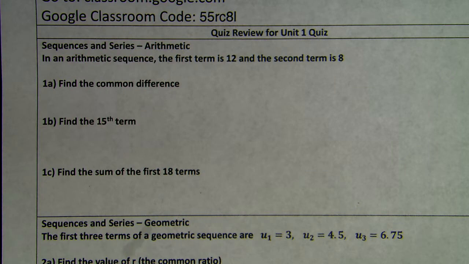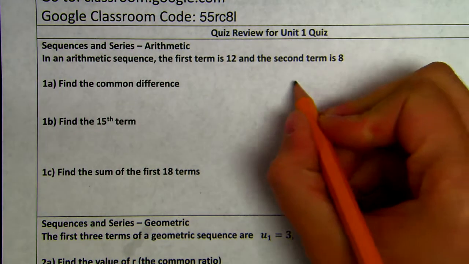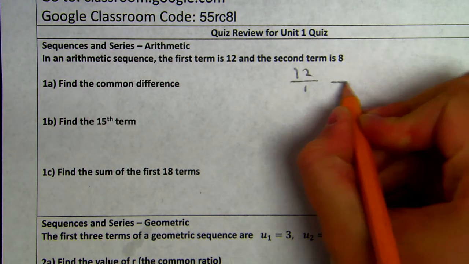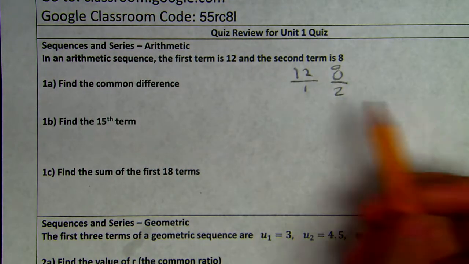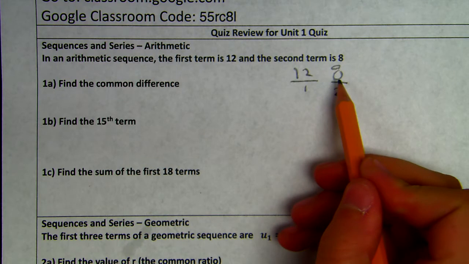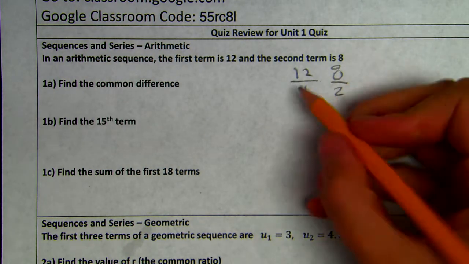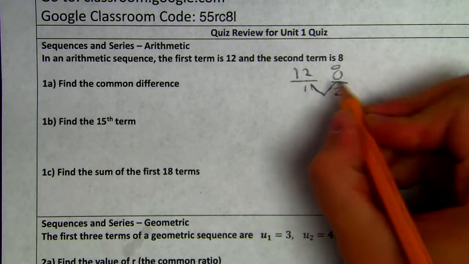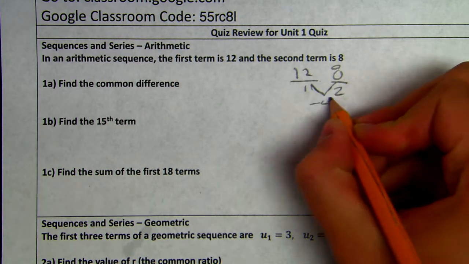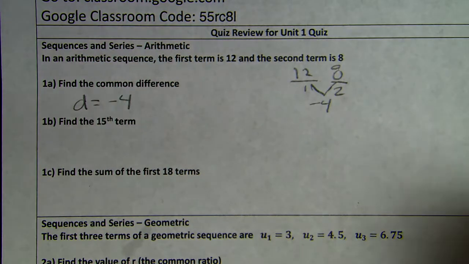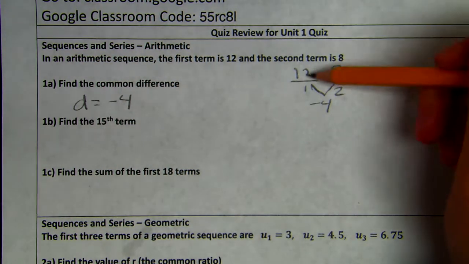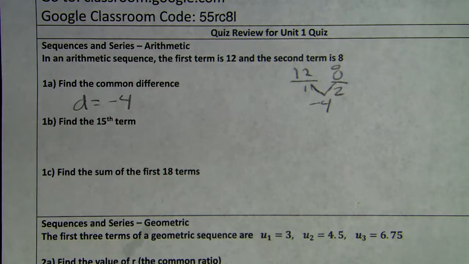In an arithmetic sequence, the first term is 12, the second term is 8. I like to see it visually. Let's find the common difference. We find the common difference by subtracting our first term from our second term, or just figuring out the pattern. I know that to get from 12 to 8, I'm going to need to subtract 4. So my common difference is going to be negative 4. A good way to double check that: 12 plus negative 4 gives me 8. So I know that my common difference works for the two terms that I am given, which is great.